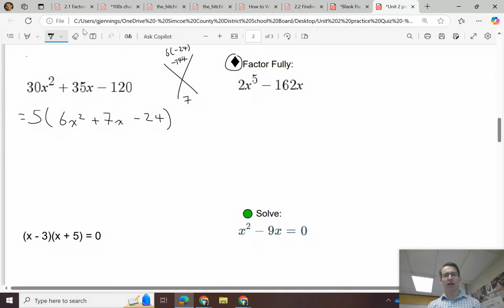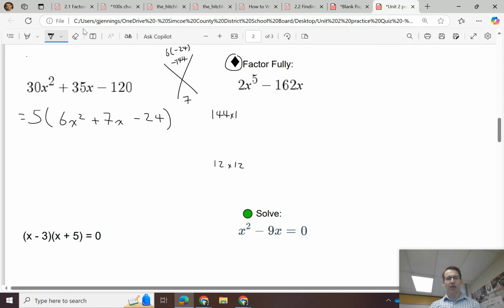So I'm going to look at my ways to multiply to 144 here. 144 times 1, well, that's not very good. Let's try 12 times 12. 12 times 12 also gives me 144, but that has a difference of 0.